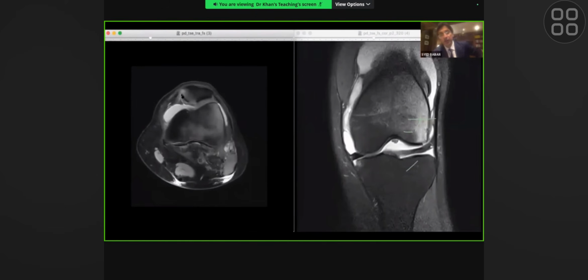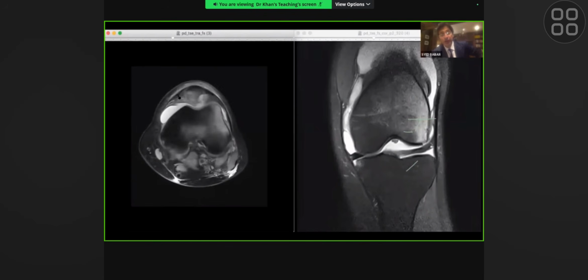Look at the medial patellar retinaculum. It's diffusely thickened. This is how it should be. This is the lateral patellar retinaculum. This is a thin black line. You should have a similar sort of thing here. But what you see is diffuse edema, diffuse thickening of the lateral and the medial patellar retinaculum.